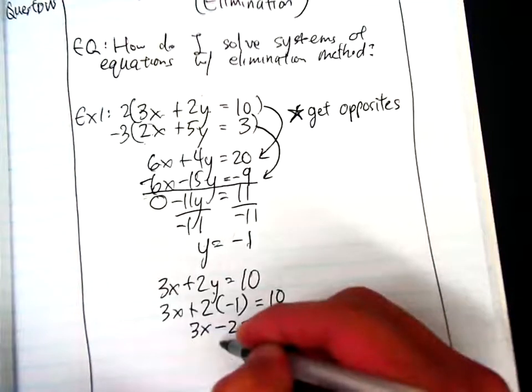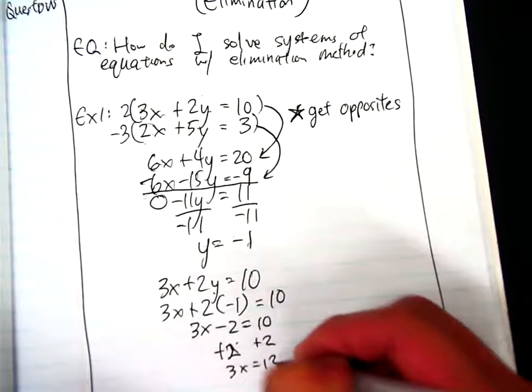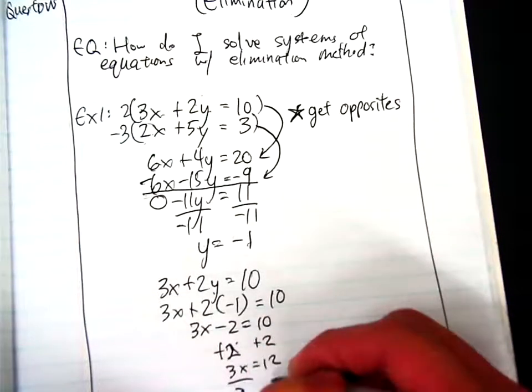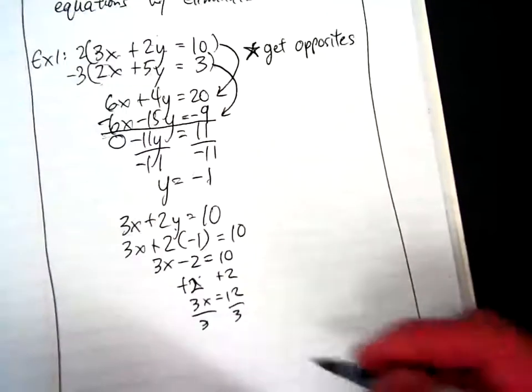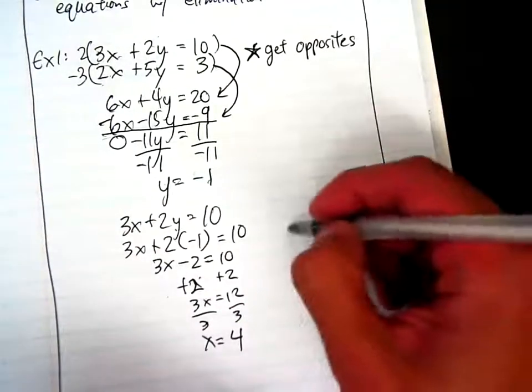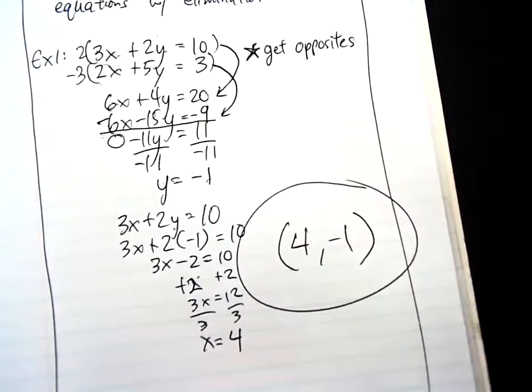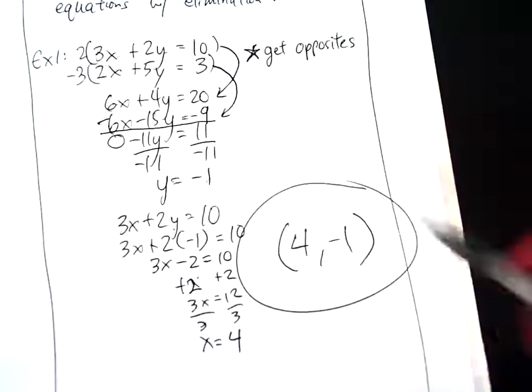I solve for x. I'm going to add 2. So 3x equals 12. Divide by 3. And x equals 4. So my final answer is 4 comma negative 1. And that is where my two lines cross.